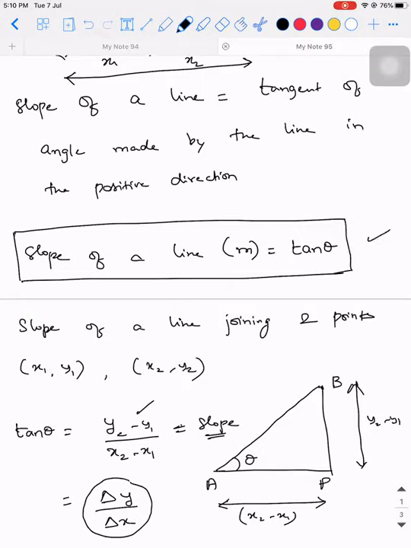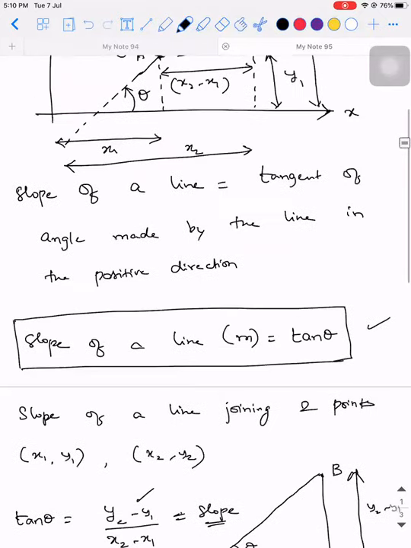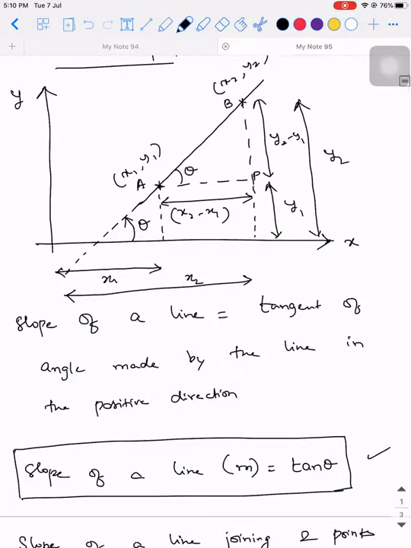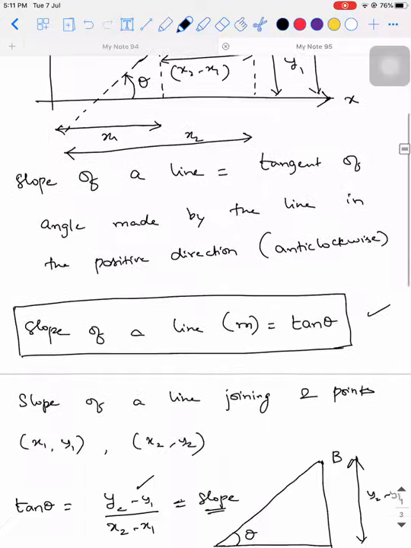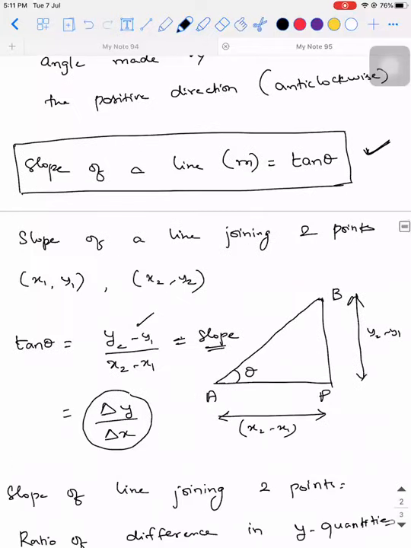Slope is defined as the tangent, meaning tan, of the angle made by the line with the x-axis in which direction? In the positive direction. What do you mean by positive direction? It is the anti-clockwise direction, right? So that is the basic definition of slope. Anywhere you go, that is the basic definition of slope.